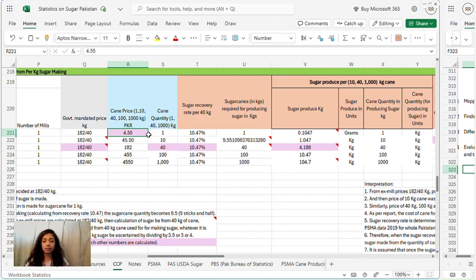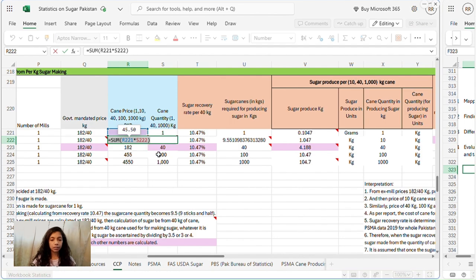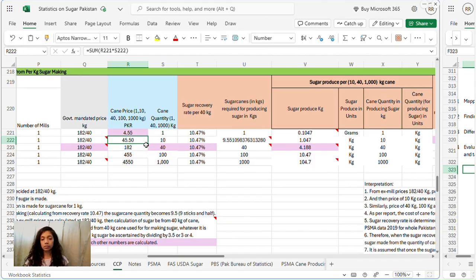Now, if we derive the price per kg of cane, when we divide 182 by 40, we get 4.55. That means the cost per kg of cane. So if we see here, the cost of 10 kg of cane: 10 kg of cane costs 45.50 as per indicative prices. 1 kg of cane costs 4.55 as per indicative prices of 182 divided by 40.